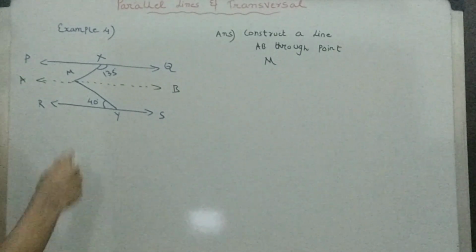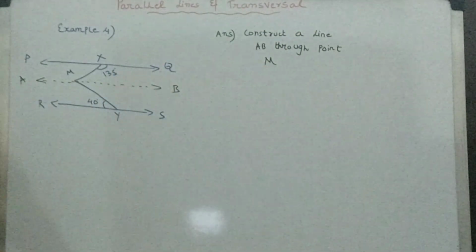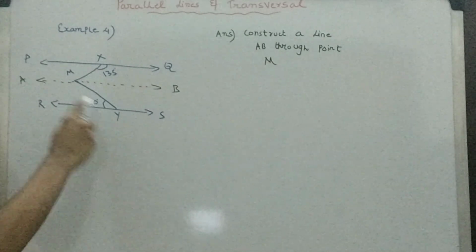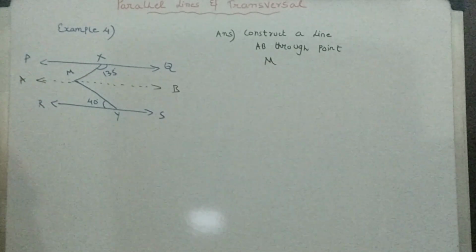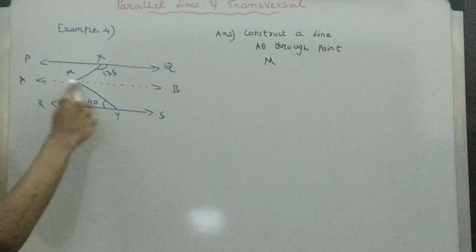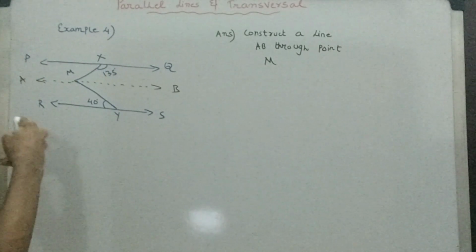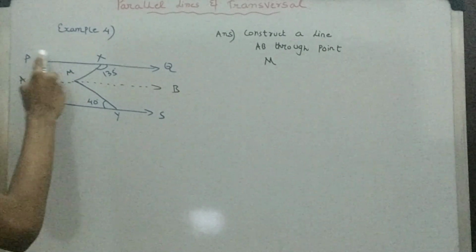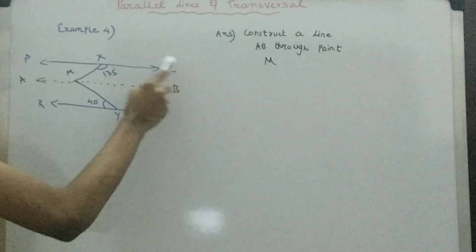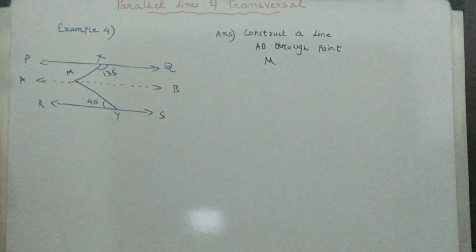Our first step is to construct a line AB through this point M. Here you can see this is the point M. We have to construct a straight line like this through this point M. Always, when you do the construction, it should be dotted lines. We have learned in our theorem that if PQ is parallel to RS, we can say that PQ is parallel to AB. Similarly, AB is parallel to RS.